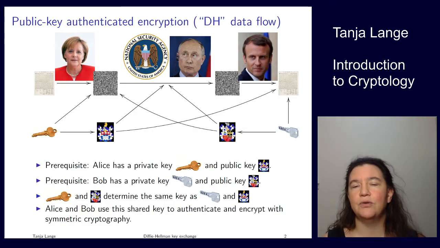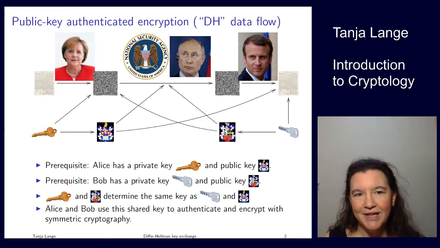We're now going back to the origins of public key cryptography, namely to the paper by Diffie-Hellman, in which they introduced the concept of public key cryptography. And in that paper, they also introduced a key exchange, which is now known as the Diffie-Hellman key exchange. So in this key exchange, Alice and Bob both own a key pair.